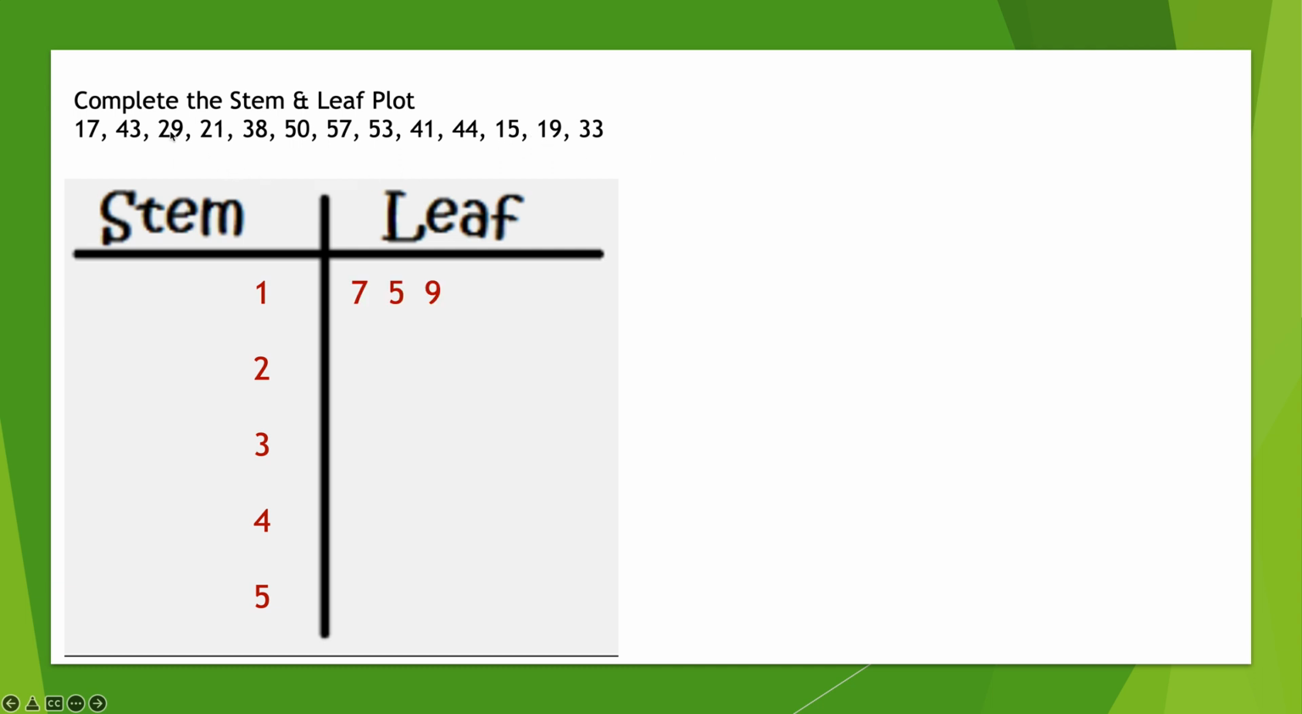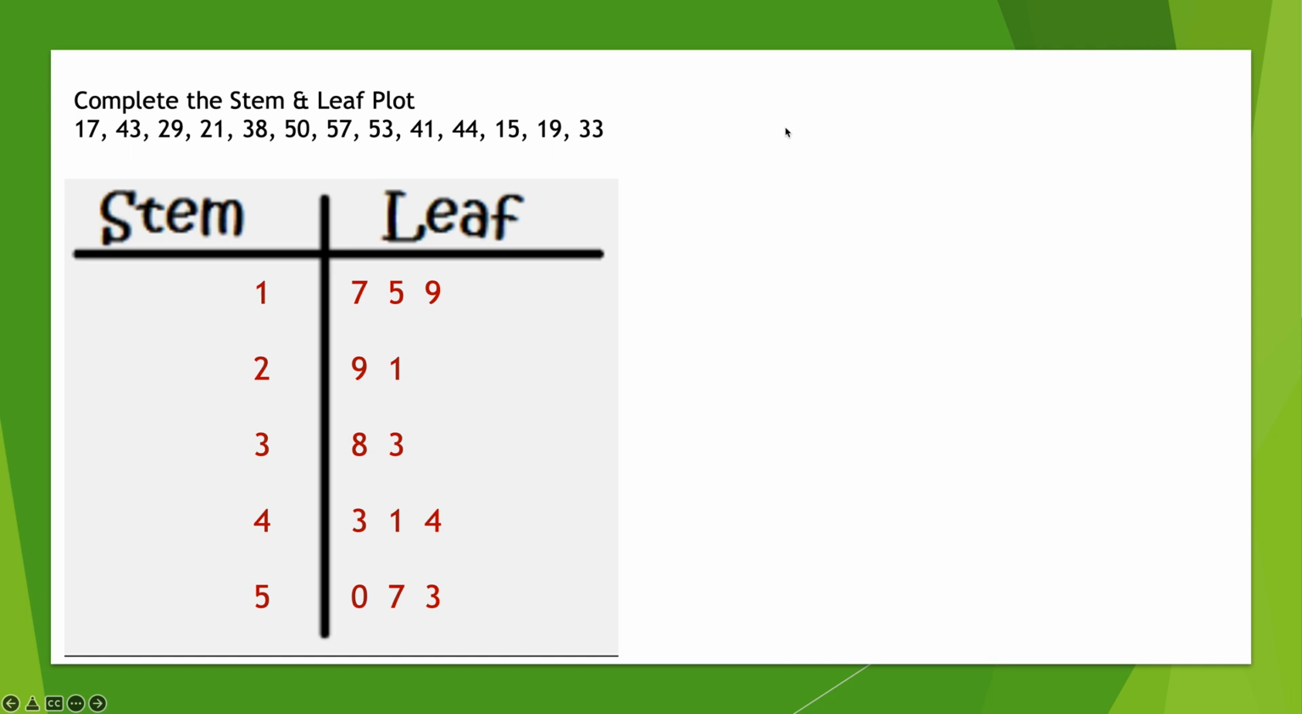Then we can look through for the 2s. I'll see a 9, a 1, and that's it. For the 3s, 8 and 3. For the 4s, 3, 1, 4. And for the 5s, 0, 7, 3.